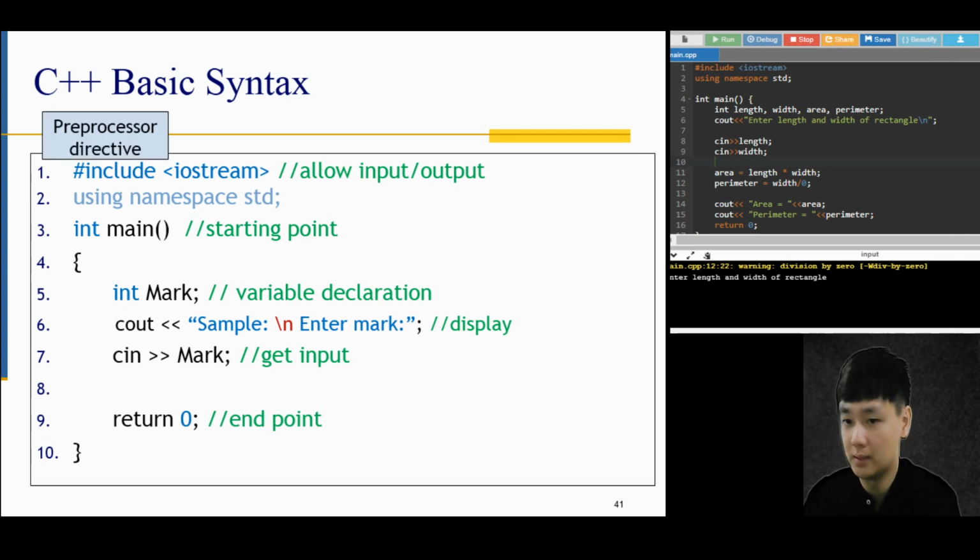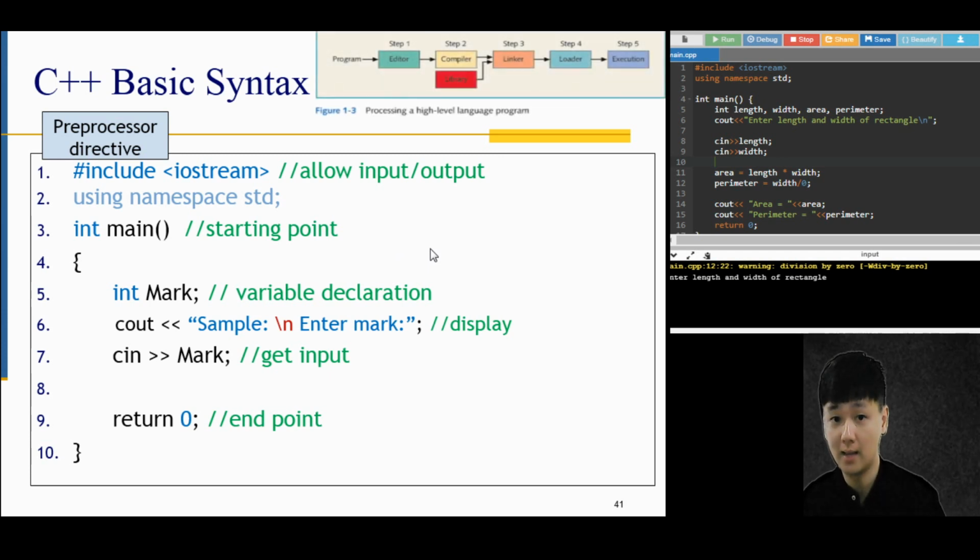It is a command preceded by the hash sign. This is a directive preceded with this hash sign, and this line is not a program statement. This is not a program statement, but a directive for the preprocessor. Remember that there are 5 main steps in the higher level language that I mentioned earlier.